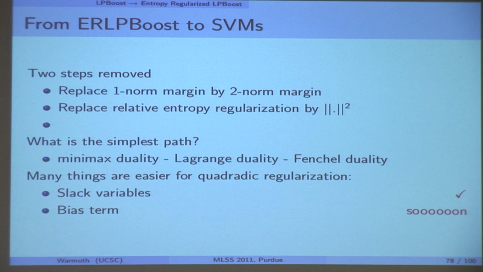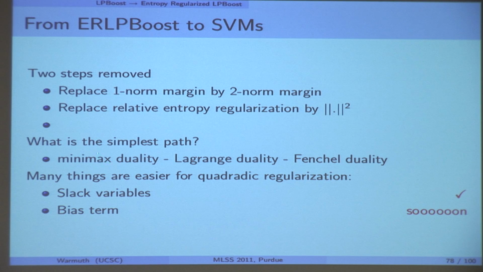Now, what I really want is an explanation to go from SVM to boosting, and I'm not quite there yet. I'll show you the kind of problems I have. Intuitively, what happens is the 1-norm margin has to be replaced by the 2-norm margin, and the relative entropy regularization by the 2-norm squared regularization. But there's many kinds of dualities and many ways to do this, and I'm not quite sure yet what's the best way. I will probably add slides later.